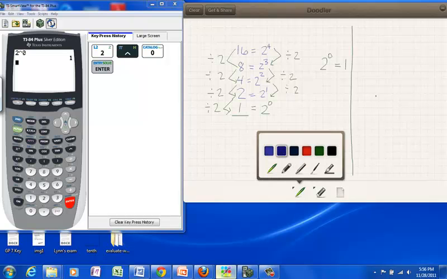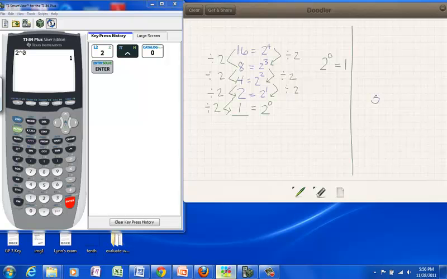So this time I want to use the number 5. So if I take 5 and times it by 5, it's 25. So we can think of 5 as being 5 to the first power, and 25 as being 5 squared. If I take 25 and times it by 5 again, I get 125. That's 5 to the third power.